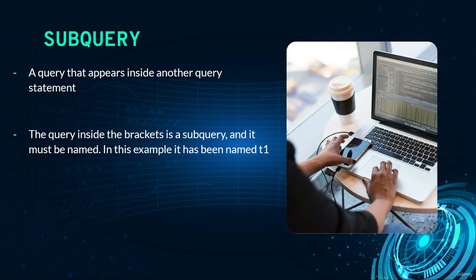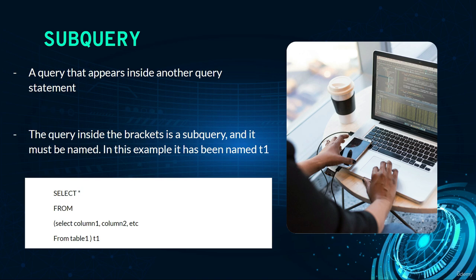A subquery is a query that appears inside another query statement. You would commonly use these to take an aggregate of an aggregate, or a calculation of an aggregated field, such as average count of orders. You can see here what it would look like. You will have a select statement inside brackets, and you will name this, as you can see I named it T1. Think of the output of this as being a table that you are now querying from.